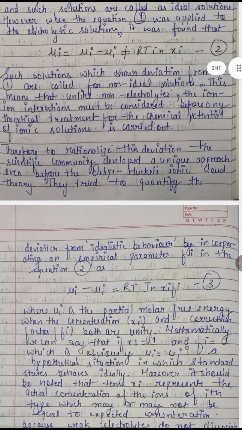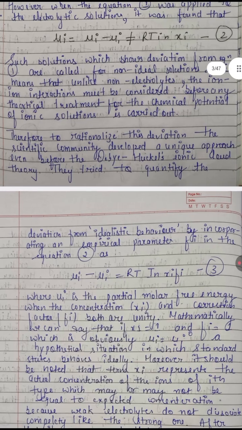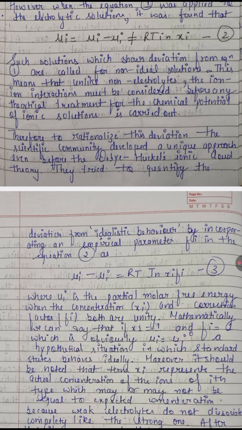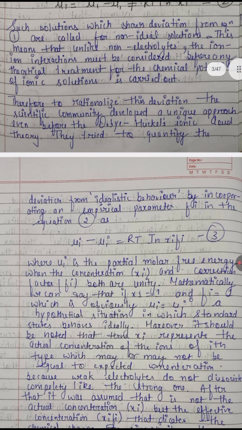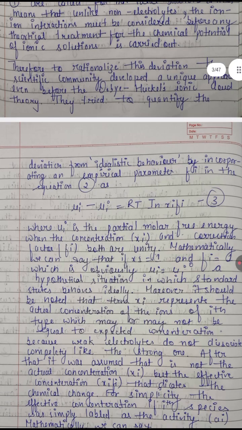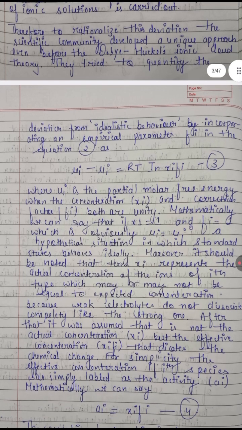However, when equation 1 was applied to the electrolytic solution, it was found that mu i minus mu naught i is not equal to RT ln xi, which is equation 2. Such solutions which show deviation from equation 1 are called non-ideal solutions. This means that unlike non-electrolytes, the ion-ion interaction must be considered before any theoretical treatment for the chemical potential of ionic solutions is carried out.